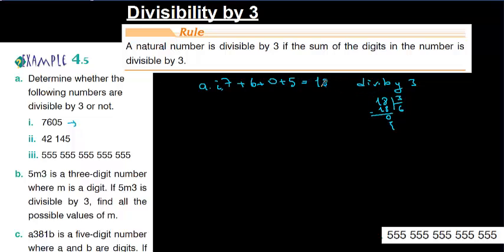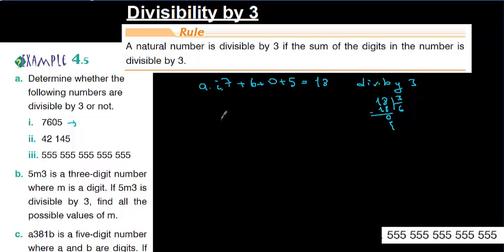By the way, I want to mention another trick here. Is 18 divisible or not? If we cannot directly understand, we can add 1 and 8, and the result is 9. We know that 9 is divisible, so 18 is divisible, so 7605 is divisible. We can get this result.